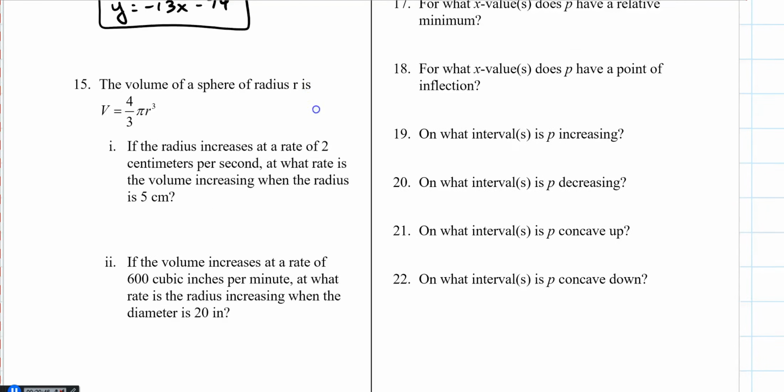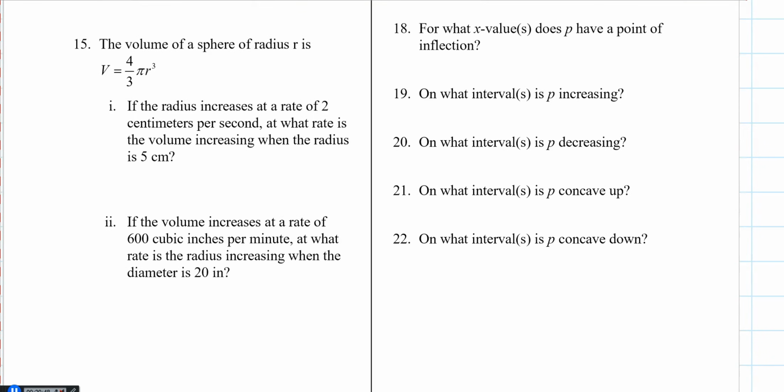Alright, and then number 15, the volume of a sphere of radius r is V equals 4/3 pi r cubed. If the radius increases at a rate of 2 centimeters per second, at what rate is the volume increasing when the radius is 5 centimeters?